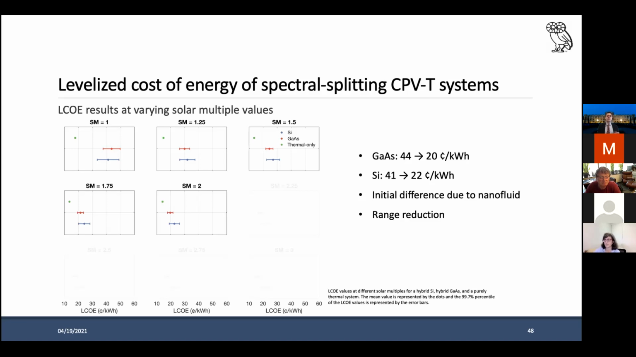We can also note that there is a reduction for the range of the hybrid systems as the solar multiple increases. The distributions become tighter. This reduction is associated with the temperature sensitivity of the solar cells when generating electricity. At lower solar multiple values, the gallium arsenide power plant, for example, is highly dependent on the power production from the solar cells, since there's a lack of thermal energy. And this dependency is diminished when we increase the solar multiple value.